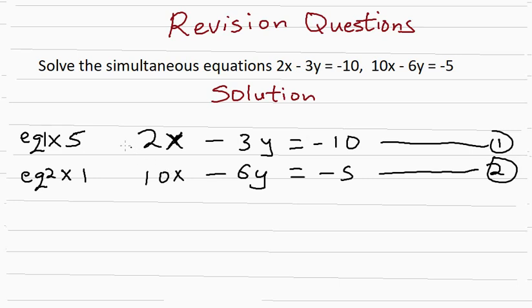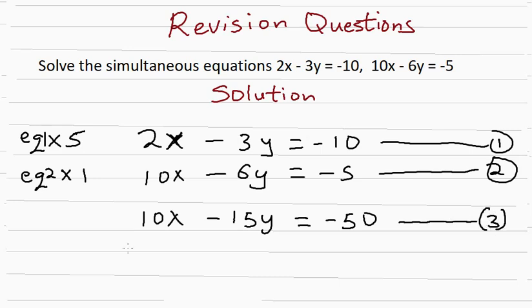Okay, so let's do that. 5 multiplied by 2x is going to give me 10x. 5 multiplied by 3y is going to give me 15y. 5 multiplied by minus 10 is going to give me minus 50. So I can now call this transformed equation equation 3. This one right here is 10x minus 6y equals minus 5. I can call this equation 4.